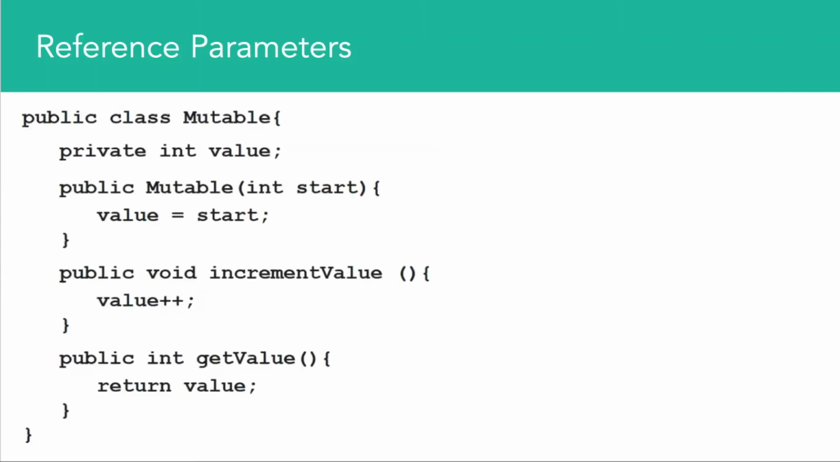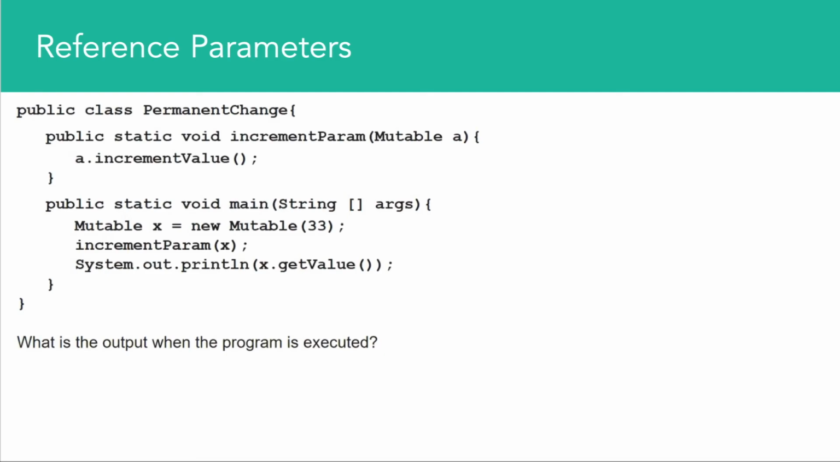Let's practice. Here's an example using reference types as parameters. We have a public class called mutable. It has a private instance variable called value. It has a constructor. It has a method called increment value, which is a mutator method. Because of this, an instance or an object of this class can be considered mutable as it contains this method. There's also an accessor method in this class.